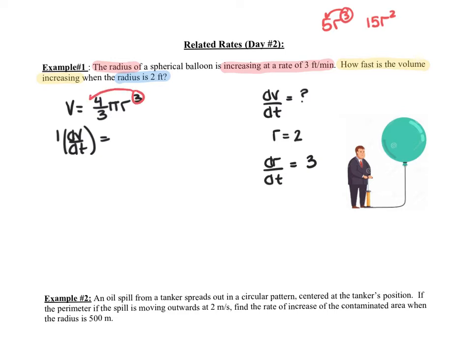We're going to take the 3 and multiply it by the 4/3. The 3's will cancel, and we'll be left with 4 pi r raised to the second power. And since I took a derivative of r, we have to put dr/dt next to it. So we can go ahead and plug in what we know. We know dr/dt is 3 and the radius is 2.